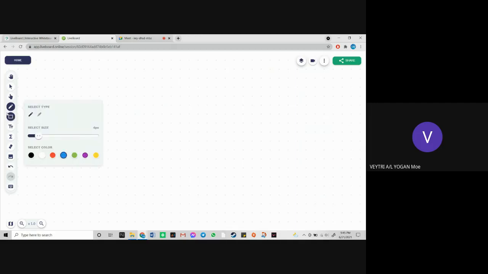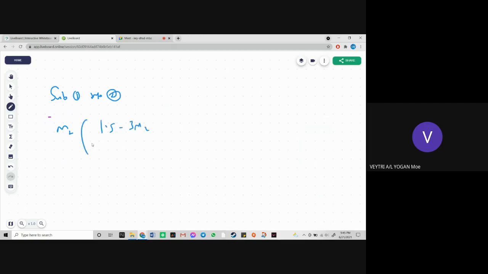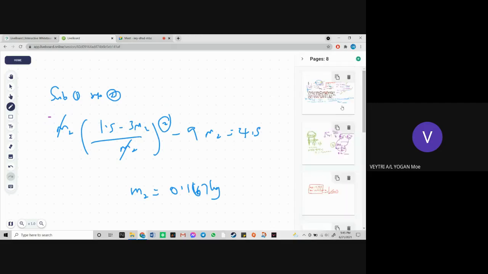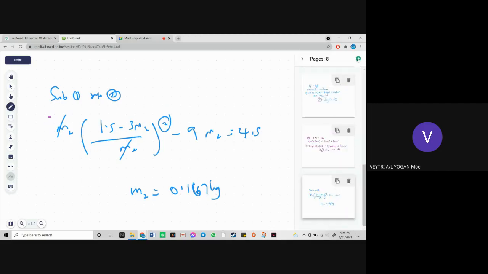Now, let's do this substitution method. Have to write down sub 1 into 2. M2, bracket 1.5 minus 3M2 over M2, bracket square, minus 9M2 equals to 4.5. Remember, tak boleh pakai potong macam ni tau. Ini square, kembangkan dulu, baru potong. What will be your final answer? M2 equals to 0.167 kilogram.